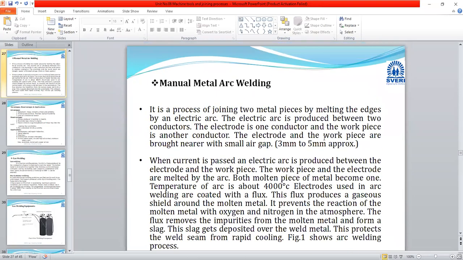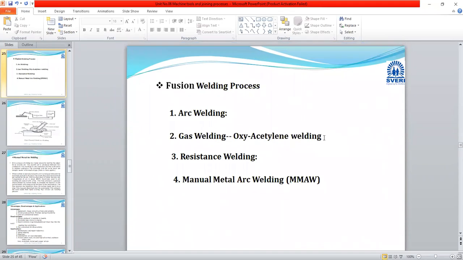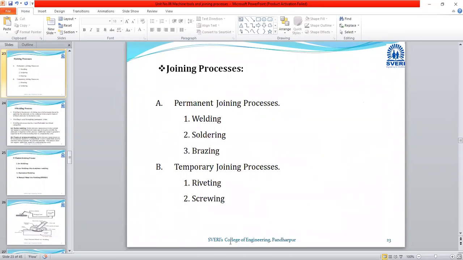Okay, fine. So we are here then. Joining processes. Now in joining processes, there are two types: first one is the permanent joining process and second one is the temporary joining process. Permanent joining process means we cannot disassemble the parts as they are, and in temporary joining process we can dismantle these parts as they are.